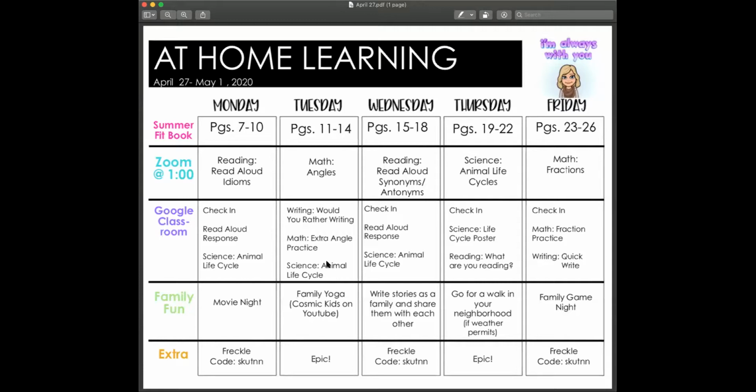And if you need even more things for them to do, they can log on to Epic and read some books. The Epic information is not only on ClassTag, it is also in our Google Classroom that they can access as well. If you have any other questions for me, please feel free to reach out.